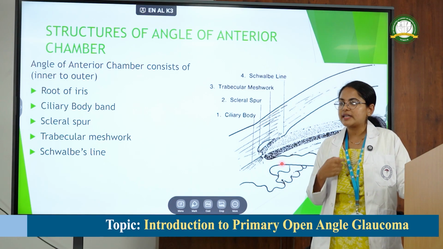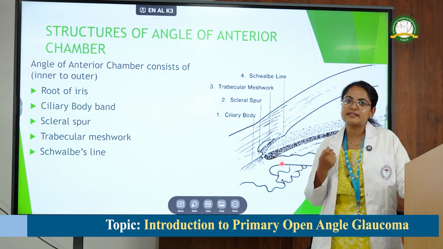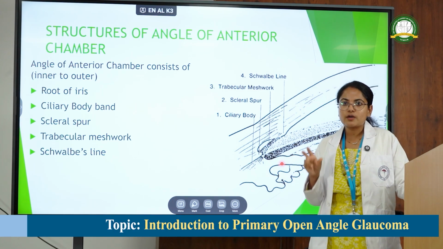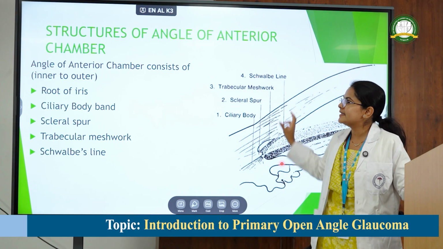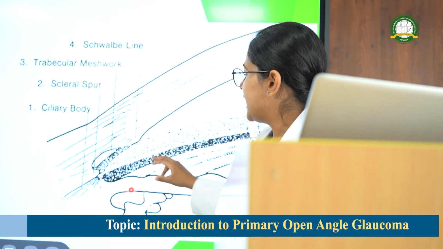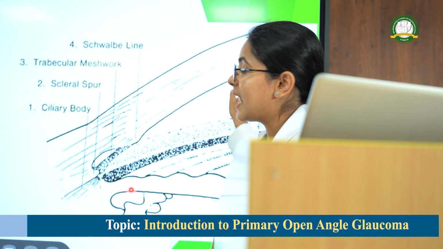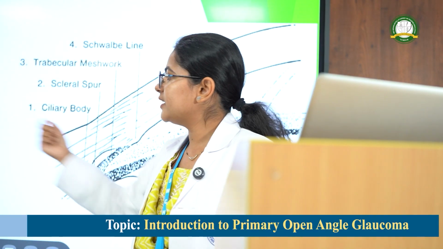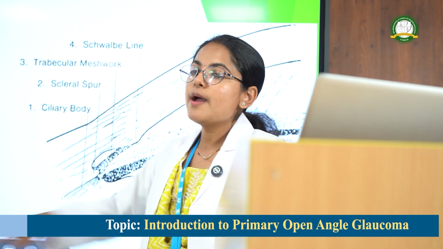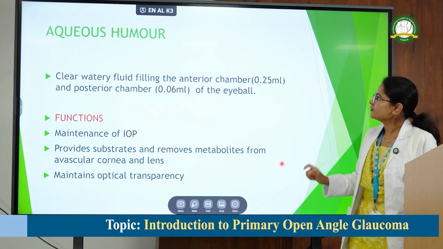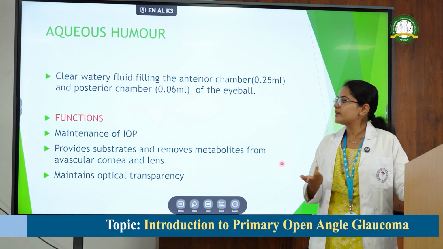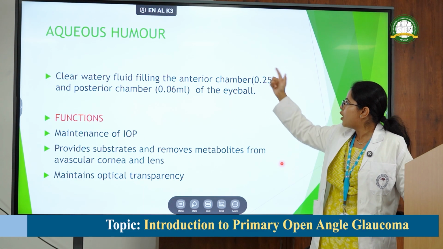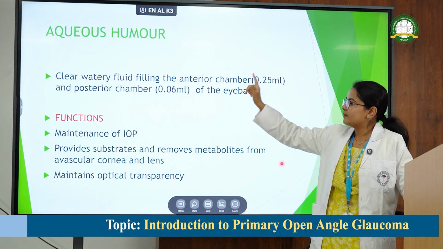The anterior trabecular meshwork is not functional. Only the posterior trabecular meshwork is functional, and it is important to see the trabecular meshwork on gonioscopy to say the angle is open. Next we have Schwalbe's line, which is the continuation of Descemet's membrane of the cornea. How will we identify Schwalbe's line on gonioscopy? By the corneal wedge. Aqueous humor: what is aqueous humor? Aqueous humor is a clear watery fluid filling the anterior chamber. How much? 0.25 ml. Where is it formed?